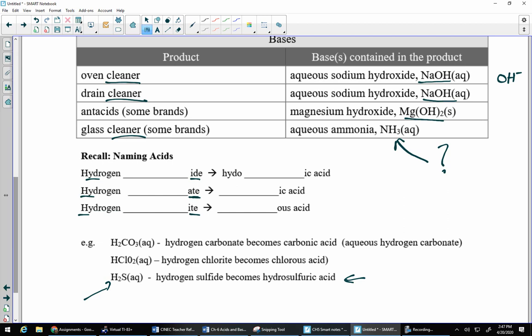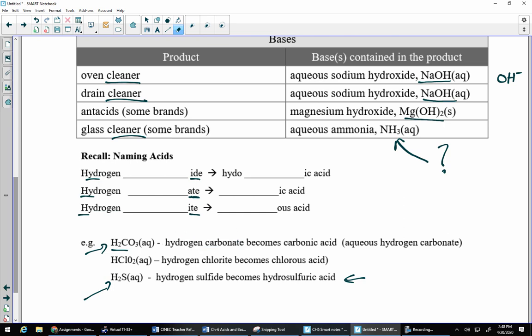Next one that we have is ate. So when I see hydrogen something ate, I automatically think polyatomic ion. Same thing with ite. So these two are both for polyatomic ions. If I have something that ends in ate, I drop the hydro entirely and just change the ending to ic acid. For example, down here I've got HCO3, which is hydrogen carbonate. I ditch the hydrogen entirely, and change the last little bit to ic. So carbonic acid. Cool, okay.